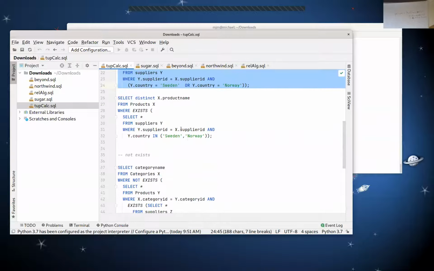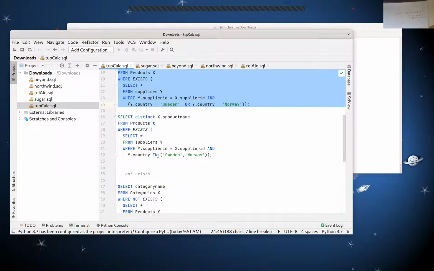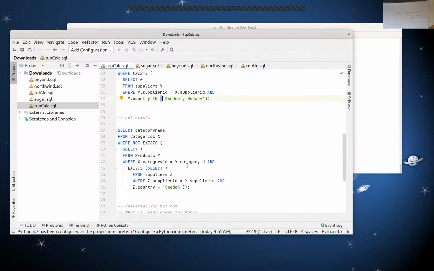Then instead of having this or here, you can also use the SQL in set operator. That's part of SQL, this in, and then you have a regular parenthesis, and you list off the literal values. For a tuple to be true here, it has to be equal to one of those literal values. All right. Then we have not exists.